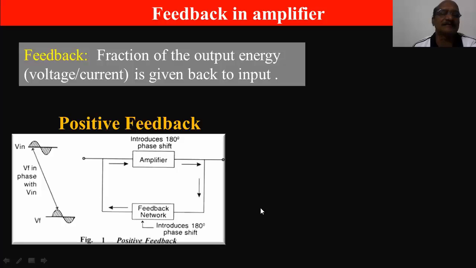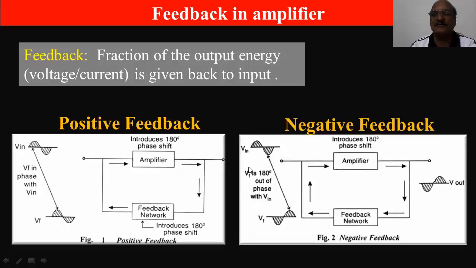Positive feedback, in which the input voltage and the output voltage are in phase. So the overall input voltage given to the amplifier increases due to the addition of the two voltages V in and Vf. Therefore, the gain of the amplifier increases.